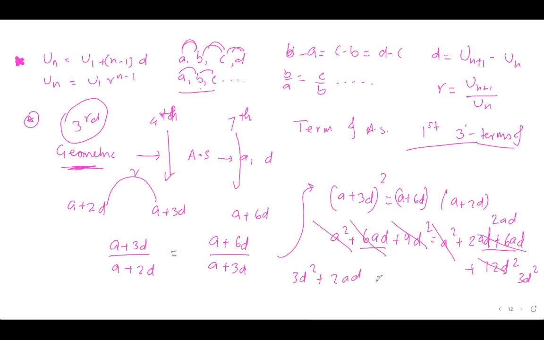From here, obviously we can take d common. If you take d common and divide the other side, or you can just do 3d square equals minus 2ad, one of the d's gets cancelled, and you get a relation between a and d. So a equals negative 3 by 2 d. And this is what we wanted to do: the relation between a and d. That's what we got.